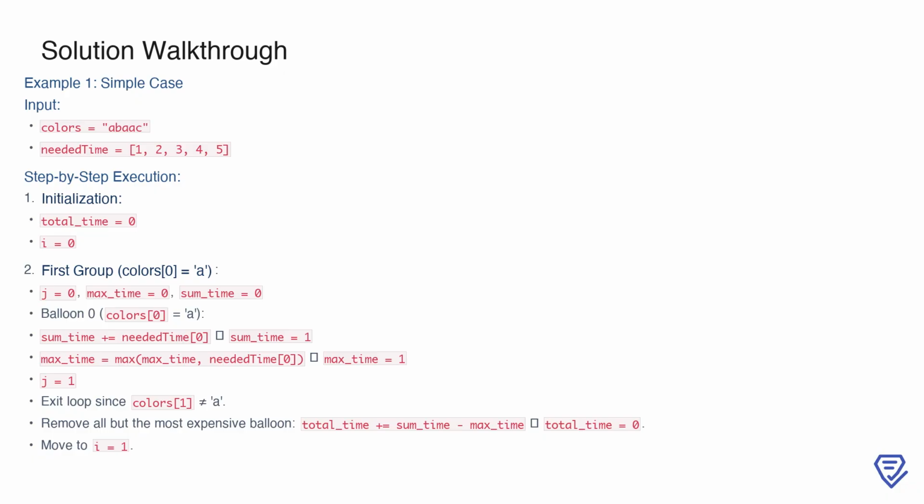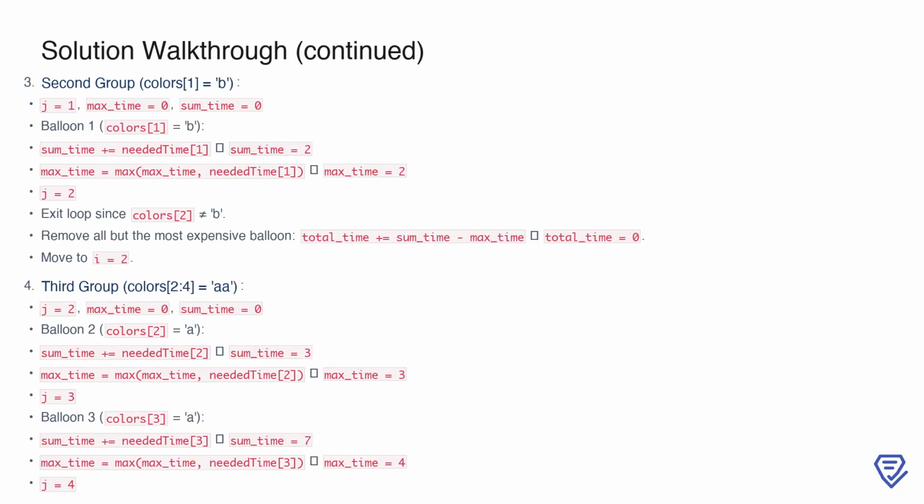To make this group colorful, we remove all but the most expensive balloon, which means subtracting max_time from sum_time. However, since this group already has only one balloon, the contribution to total_time remains 0. Finally, we move the pointer i to the next balloon to continue processing.